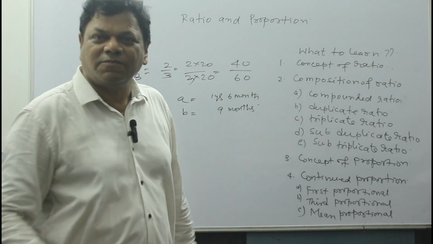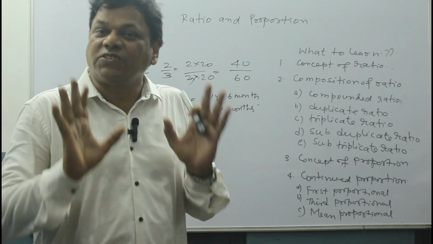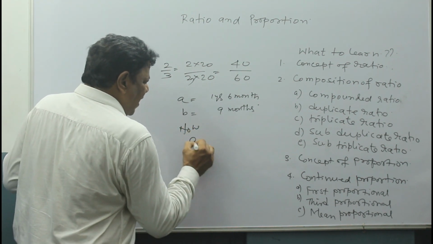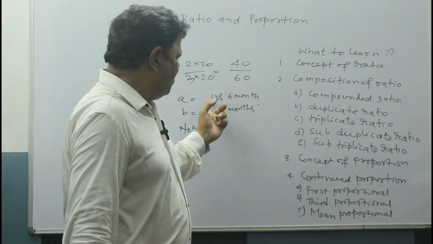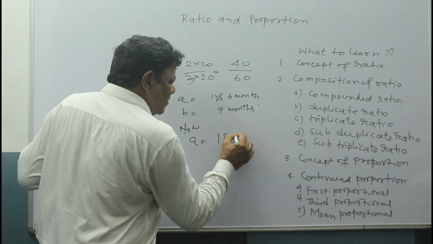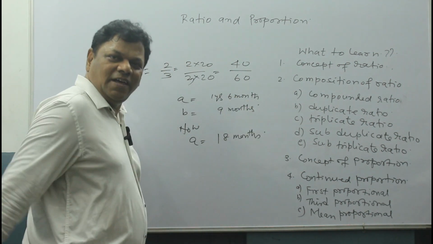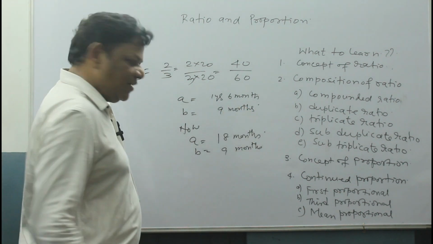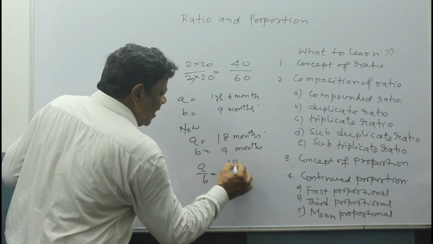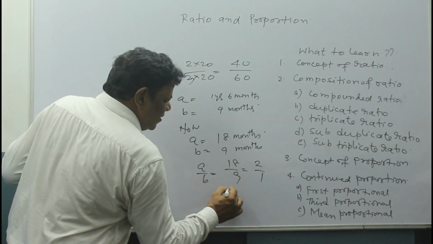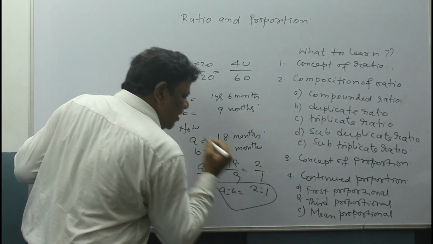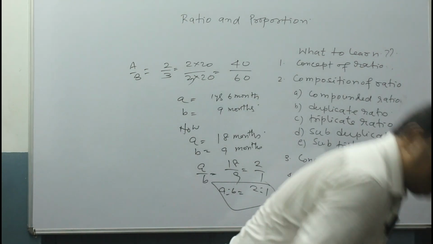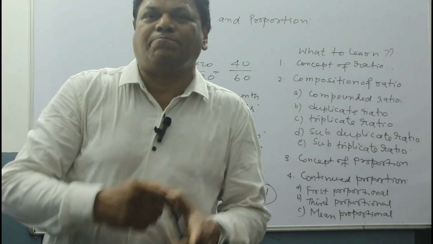Either convert both into months or both into years, whichever is convenient. Here months is more convenient. A is 1 year, which is 12 months, plus 6 months, so A's age is 18 months. B is 9 months. Then A by B is 18 by 9, that means 2 by 1. So A is to B is 2 is to 1. This is the ratio. One new thing we have understood: whenever you have to compare, the units should be the same.